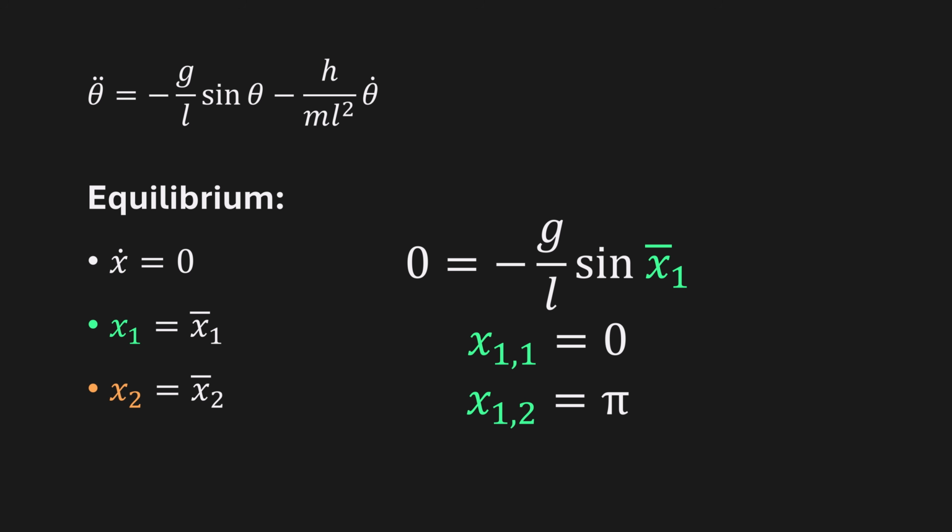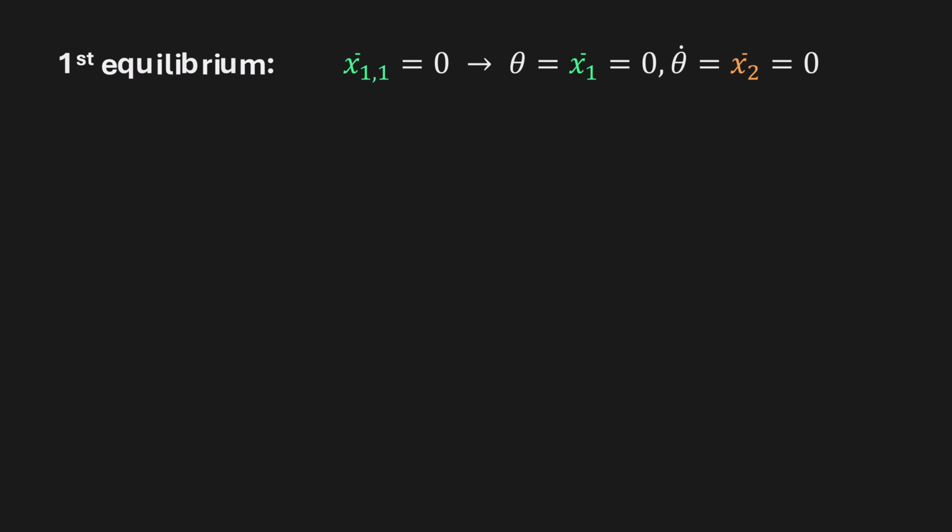Intuitively, we already know that one of these equilibrium points will be stable and the other one will be unstable. A pendulum is stable in the low position while it is unstable in the high position. But to do a rigorous analysis, we need to linearize the system. We linearize now around the first equilibrium.